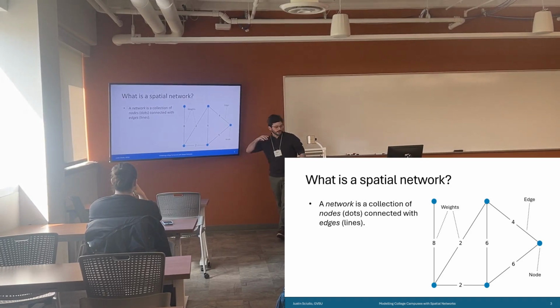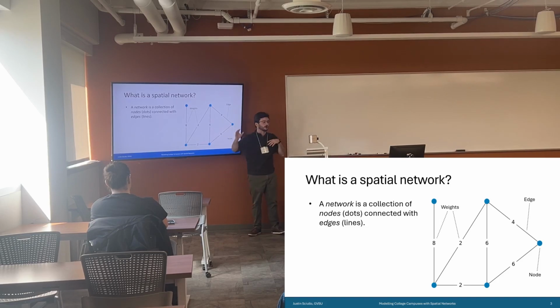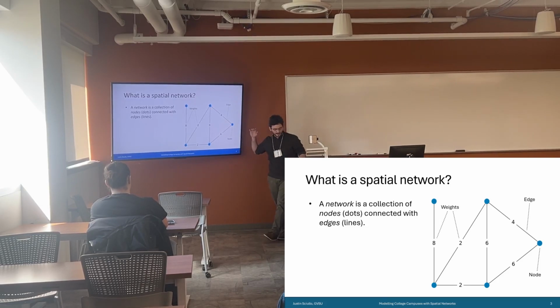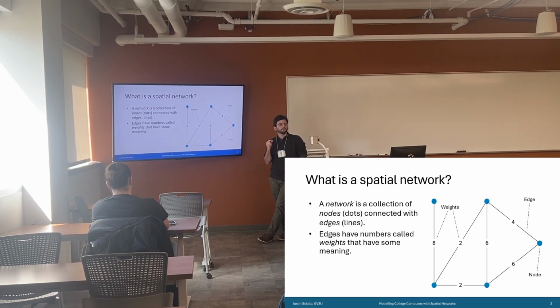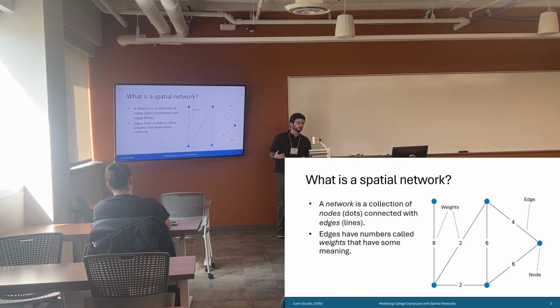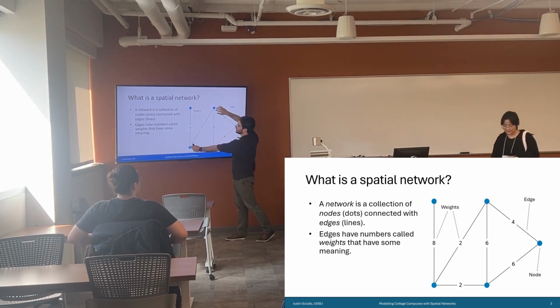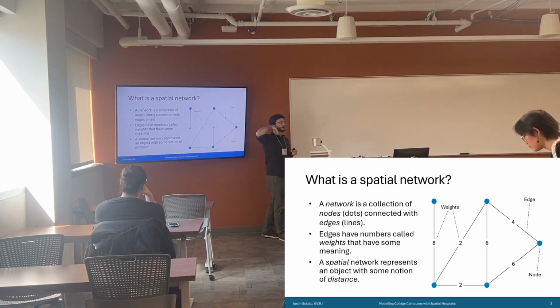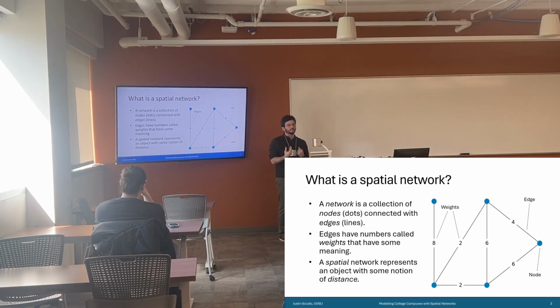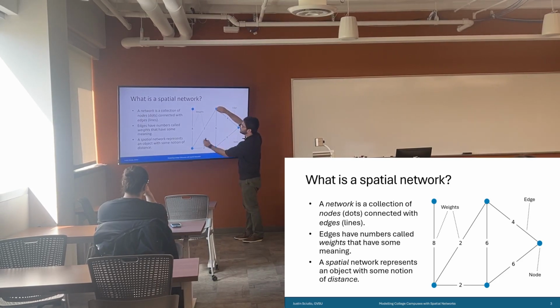You can think about a network as just a collection of dots that are connected with lines. We call those dots nodes, and we call those lines edges. Every single one of these edges is going to have something called a weight, and a weight is just a number that represents something in our network. In this case, you can see that the dots here are connected with an edge, and that edge has a weight of 2. In a spatial network, these weights are going to represent distance. So you can imagine these on the Euclidean plane.